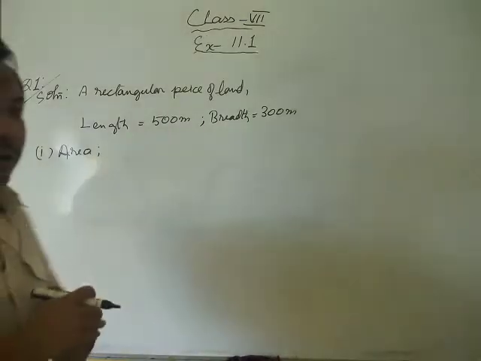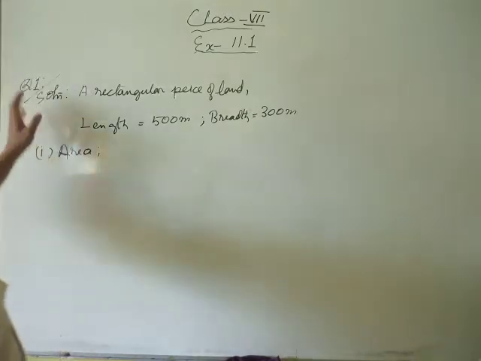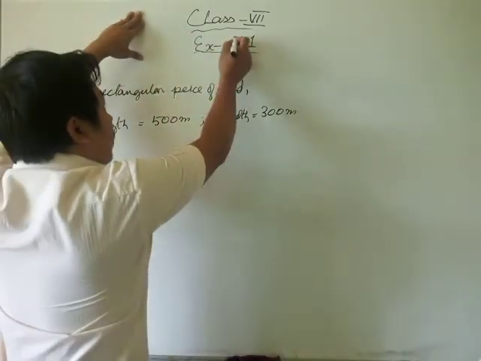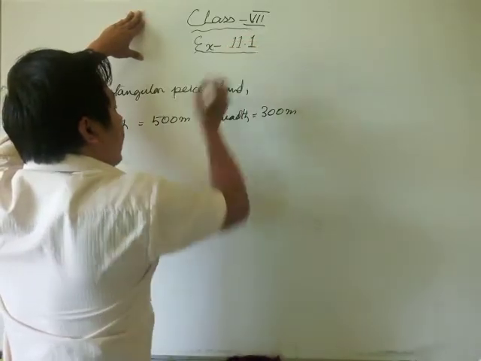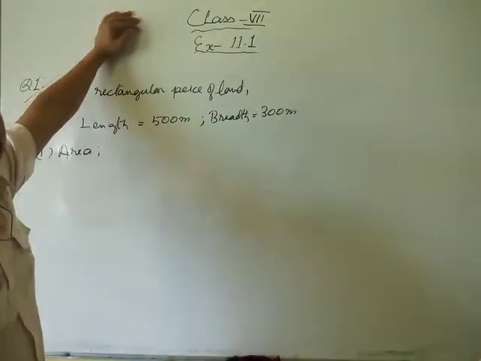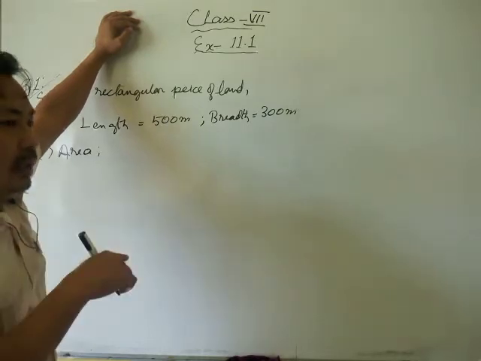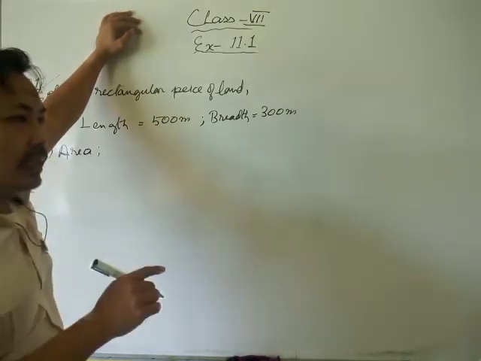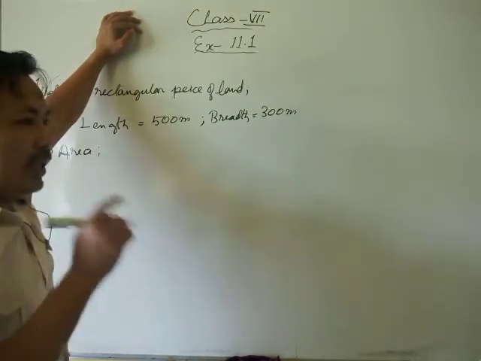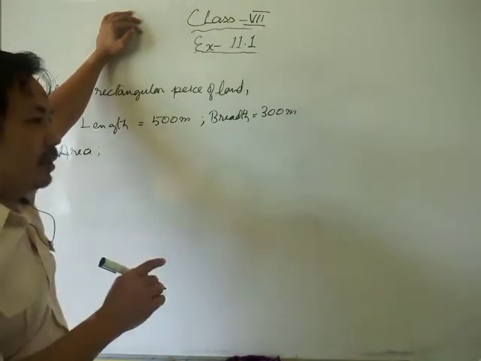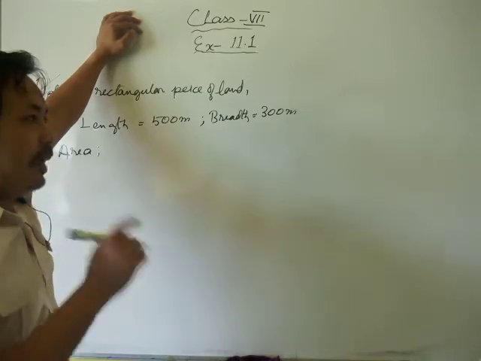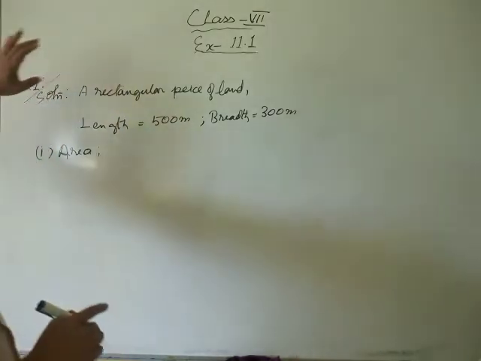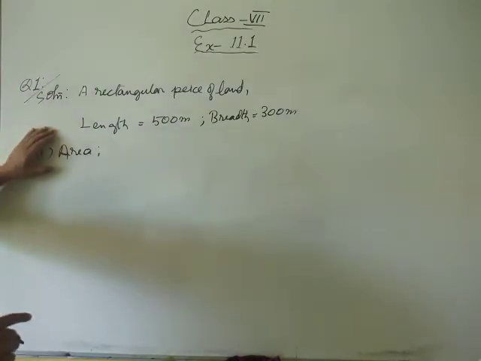So hello students, now we have question number 1 of the exercise 11.1. In 11.1, some more questions are there, so I'll try to solve some and I'll give some for your practice. Okay. So let us start with question number 1 here. In question number 1, it's saying that there is a rectangular piece of land. It has a length of 500 meter and a breadth of 300 meter. And there are two questions again, Roman number 1 and Roman number 2.